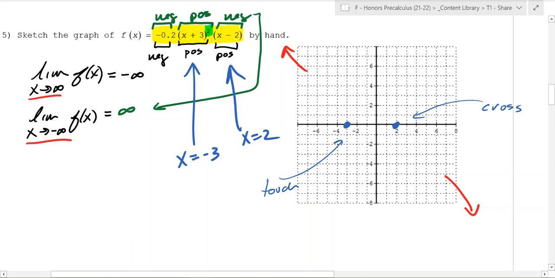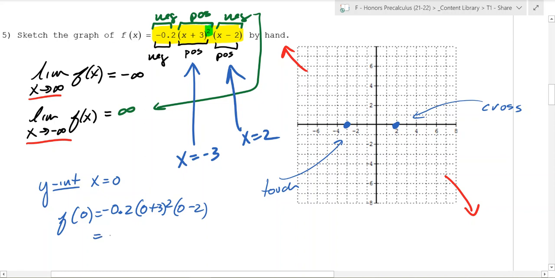The next thing we can do is find the y-intercept. So the y-intercept, which we've talked about before, is when x is equal to 0. So that's going to be f of 0 is equal to negative 0.2 times 0 plus 3 squared times 0 minus 2. So that's going to be negative 0.2 times 9 times negative 2. So you end up with, when x is 0, this number right there is equal to 3.6. Yeah, 3.6, that's what it is. So that's right about here.